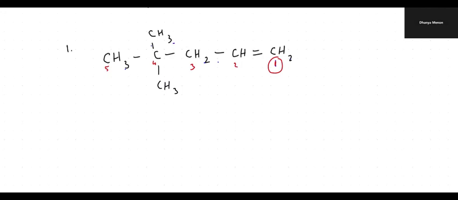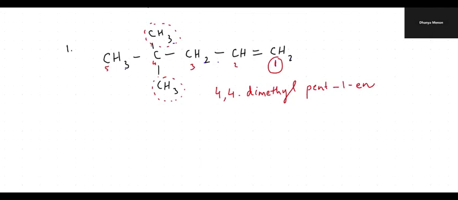So here, these are the two substituents. Two methyl groups are there as substituents. So what would be the name? The two substituents are at the fourth position. So 4,4-dimethyl pent-1-ene.